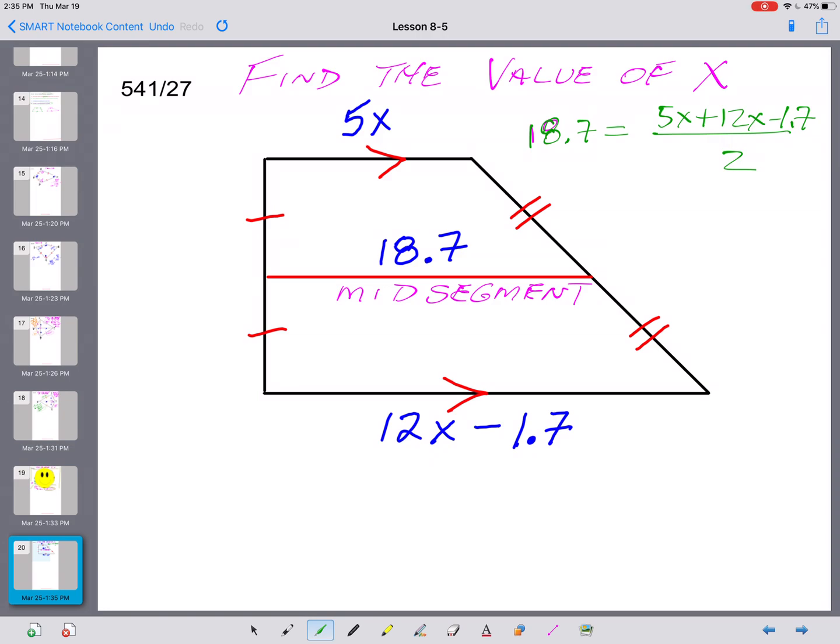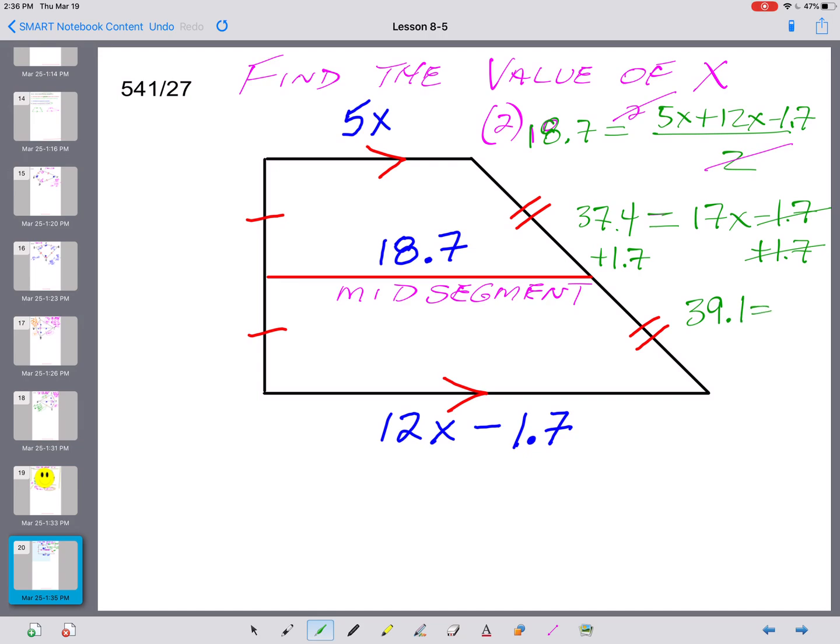So what do we want to do first? Well, again, I don't like the 2. Multiply on the top here by 2, so it cancels off. Multiply over here by 2. See what we got in green. 18.7 times 2. There it is, 37.4. Let's add them up. 5x and 12x, that's 17x minus 1.7. Algebra now. Add 1.7 here. Add 1.7 here. Gone. Okay, 37.4 plus 1.7.